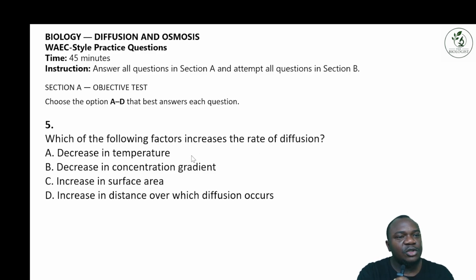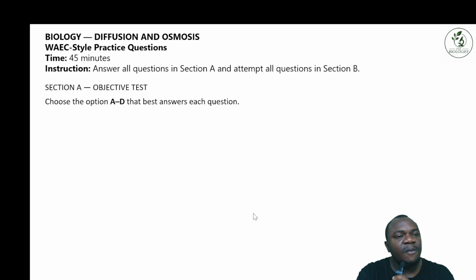Then which of the following factors increases the rate of diffusion? A. Decrease in temperature, decrease in concentration gradient, increase in surface area, increase in distance over which diffusion occurs. So the clear answer is increase in surface area. This helps diffusion to occur easily.